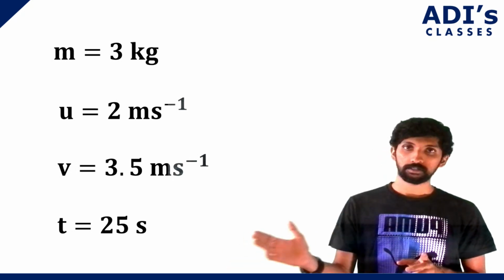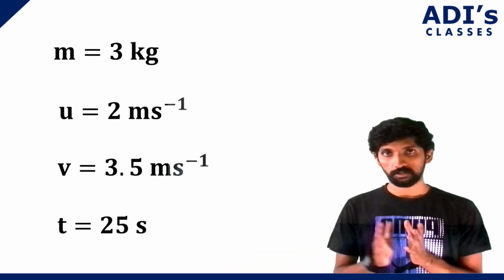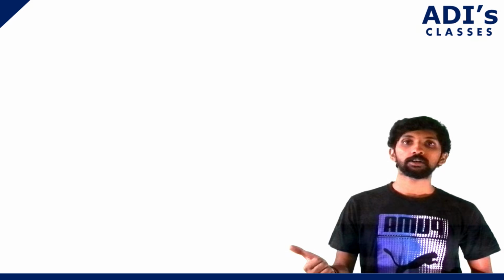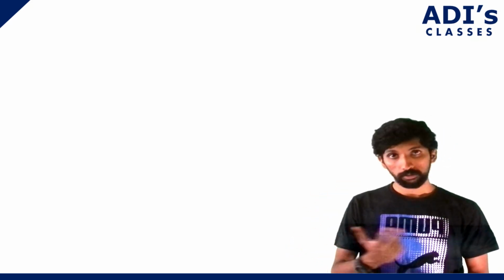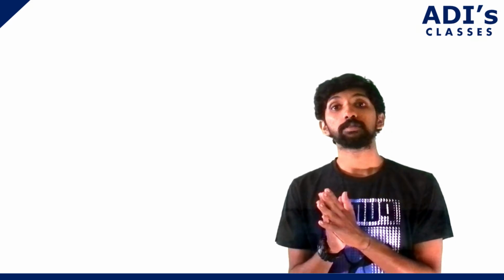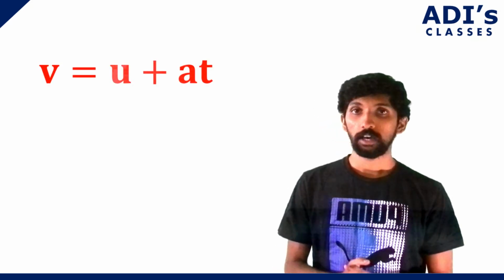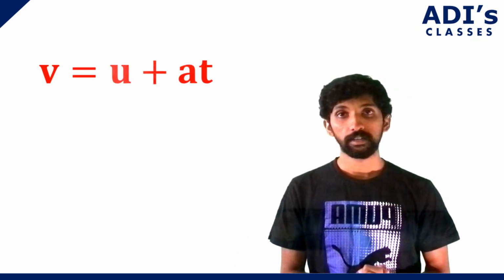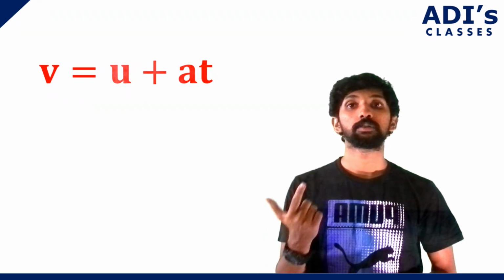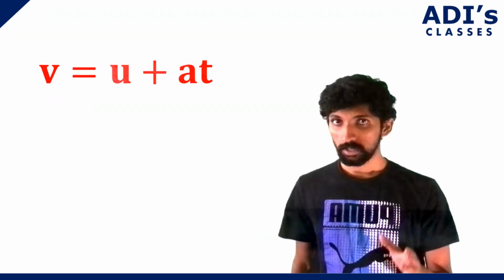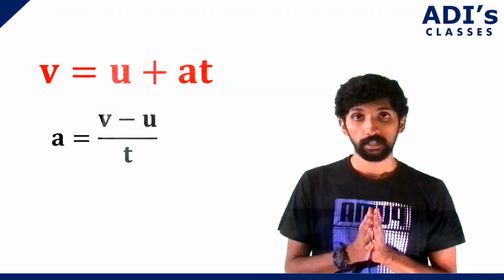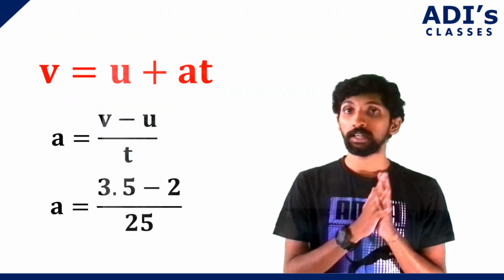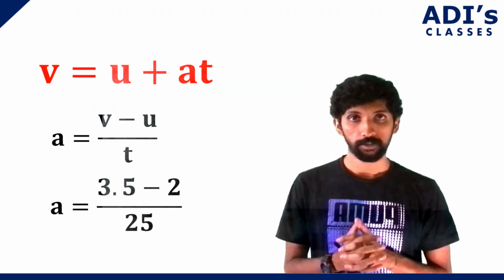Correct? Now first we'll use the laws of motion. See, final velocity, initial velocity, time, you know. Can you find out the acceleration? Using the laws of motion, we have v is equal to u plus at. Now, v is known, u is known, t is known. Correct? So, if you substitute, a is equal to v minus u divided by t. So, 3.5 minus 2 divided by 25.